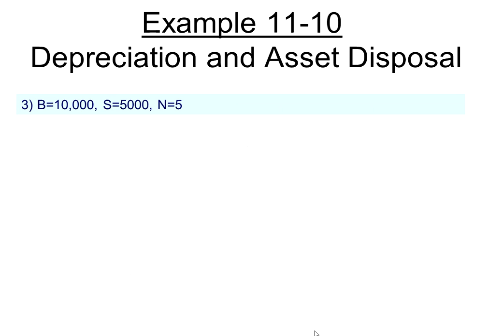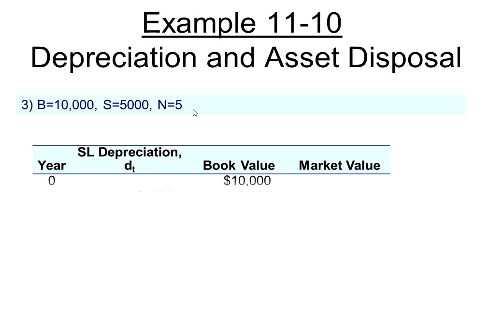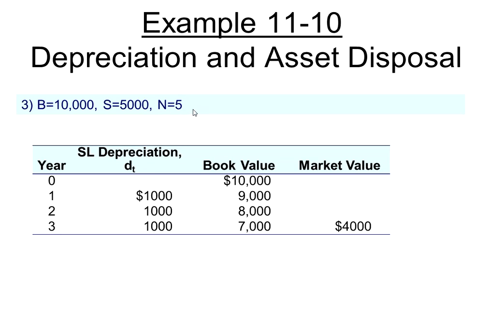Here's a third example. Again, we have this book value, but the salvage value is not 2,500. Salvage value is going to be 5,000, and the number of years is 5. So using a straight line depreciation, we would get this much, and that would be our book value, and this is our market value.